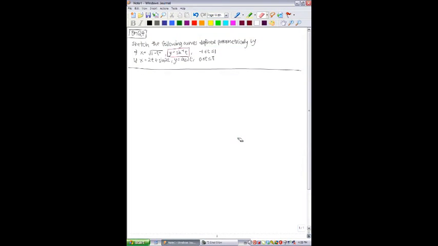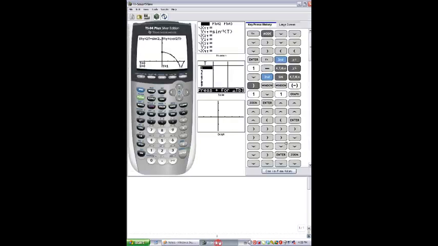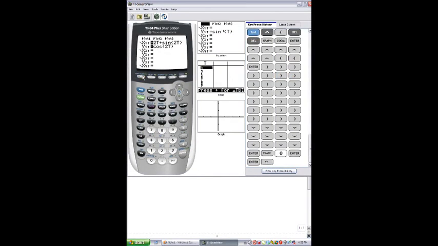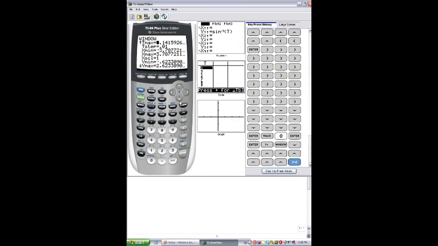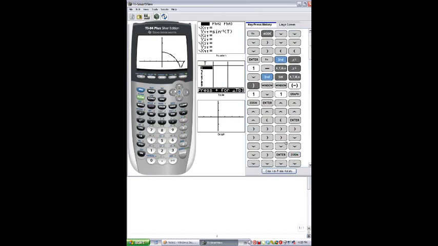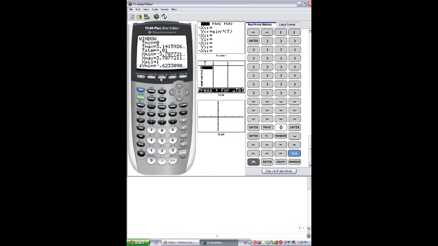Okay, for part B of BMQ4, as again, we key into the GC and we check for our window. So we need it to be at 0 and high. Okay, so pi is there, and we graph it, and let's put it to zoom standard.